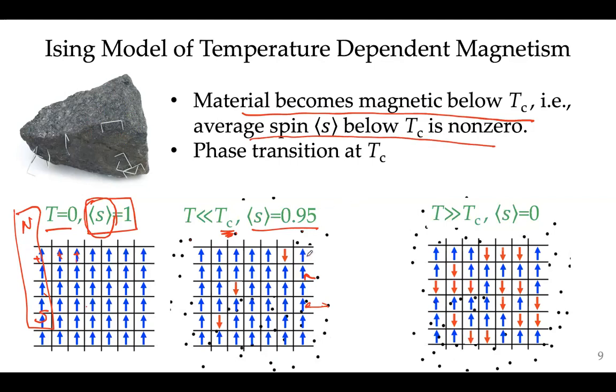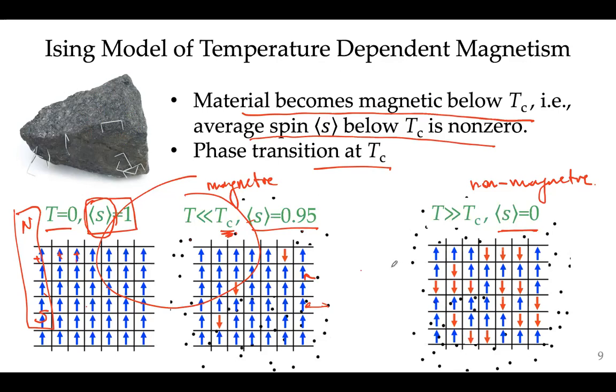But if you heat the system a little bit more, then a phase transition happens. When you go above TC, now all the spins are randomized. And if you calculate the average spin, which gives you the magnetism, you would actually get 0. So these two configurations correspond to a magnetic phase. But this one above TC is non-magnetic. So this is a phase transition happening here.